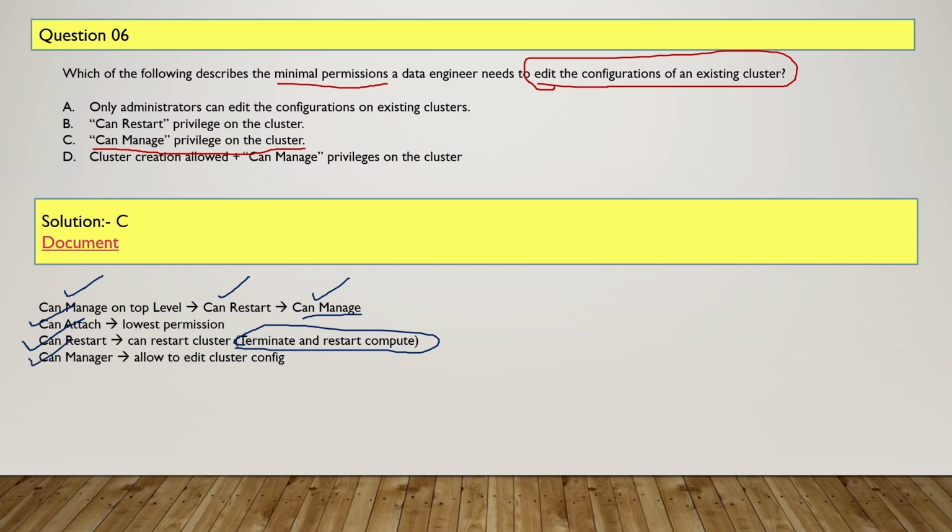Can manage includes all the permissions from can attach as well as can restart. It also gives the functionality to edit the configuration of the cluster. So we can say it is the topmost permission for any cluster.